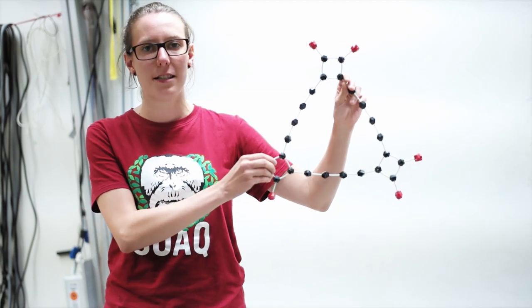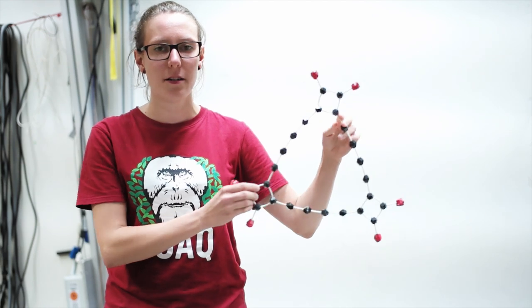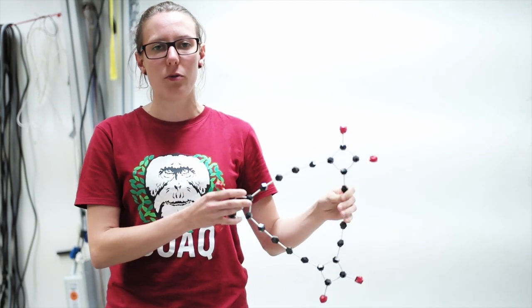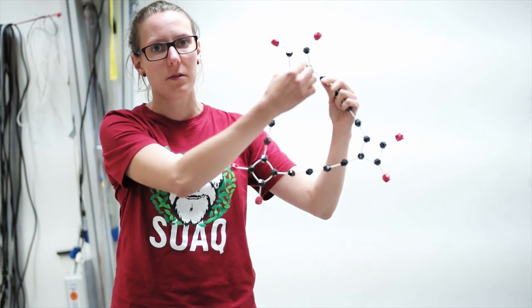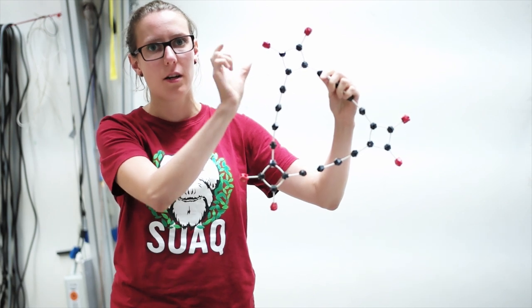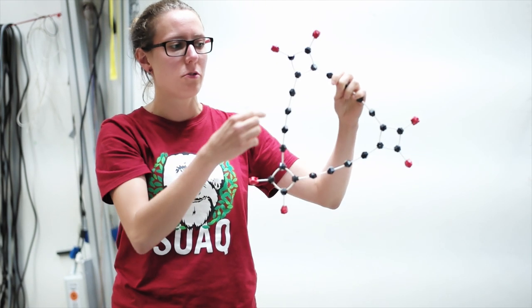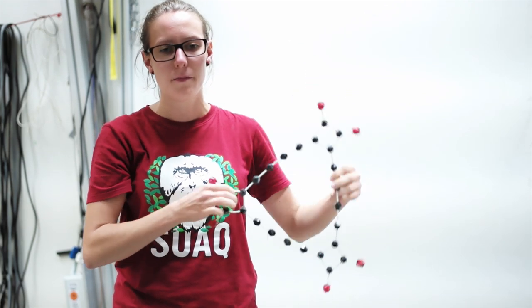And for forming those molecules, we started with this precursor. It has been synthesized at the University of Oxford by Lorel, our collaborator. And the idea was to apply voltage pulses in the microscope to remove those masking groups. The masking groups consist of a carbon atom and an oxygen atom, so carbon monoxide, and we wanted to remove those to form a cyclic carbon molecule.